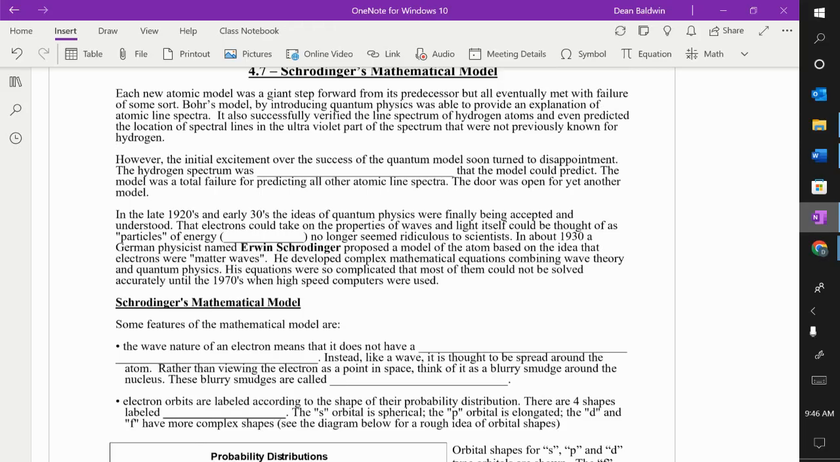Bohr uses the hydrogen spectrum through his model, but hydrogen was the only element that the model could predict. So Bohr's model starts to fall apart.